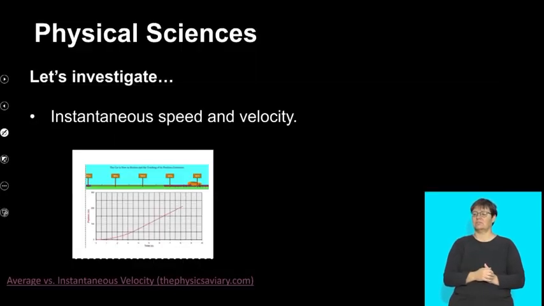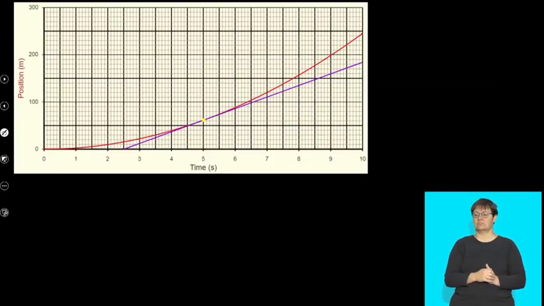So here we go. I took some screenshots of the motion. It looks a little different to what we just created. This one goes a little higher, it doesn't matter. But at 5 seconds, I want to know what the velocity is. So at 5 seconds, here it is. I'm going to work out the gradient.